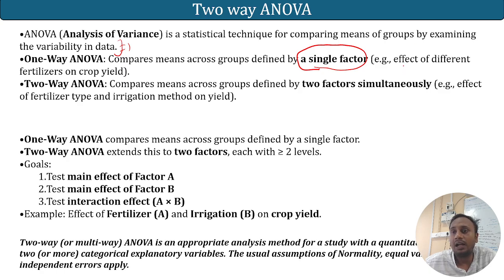Let's say the effect of different fertilizers on the crop yield, but we are not thinking much about the soil. If we take soil into consideration also, then it becomes simultaneous. So it will come under two factors simultaneously, and that we call two-way ANOVA. If you take soil and fertilizer with the irrigation, then we have three factors. It means that it will go under the case of three-way ANOVA.